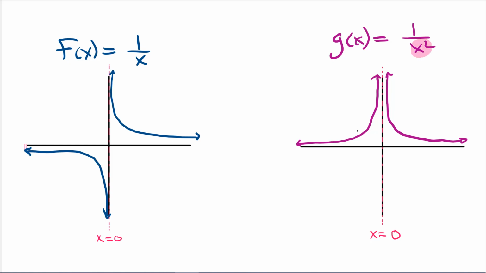But it still doesn't make any difference. If you pop in 0 in for x, we still have an issue. You're not allowed to divide by 0. So these are our vertical asymptotes. Just a couple of examples. Trust me, we'll have a lot more.